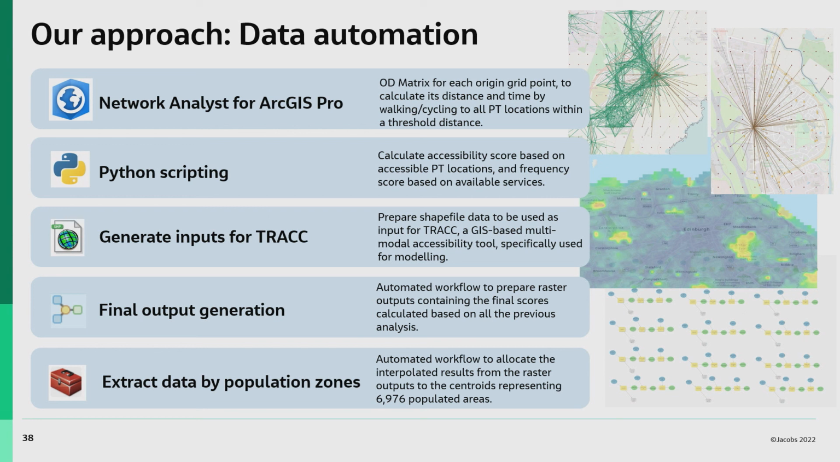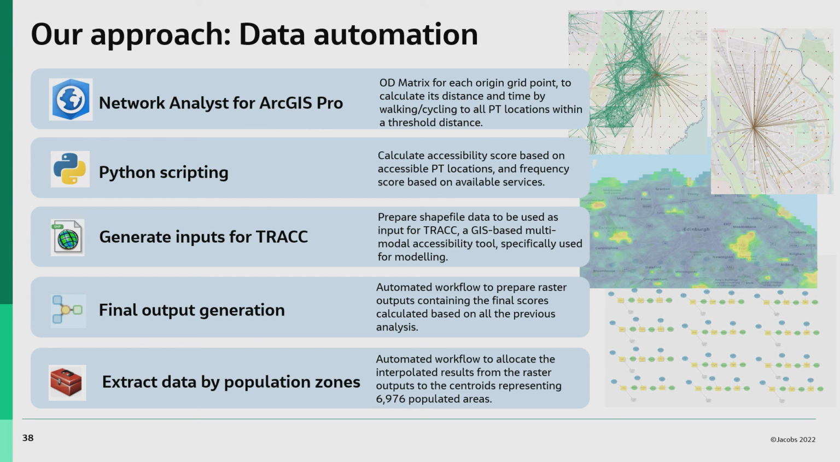Then, using the network analysis outputs, a Python script was used to calculate specific scores for each of the origin points based on the number of locations nearby, the distance to them, and the frequency of the services at these locations. At the same time, the same outputs from the network analysis were processed to serve as input for TRACK, which is the GIS-based transport modeling software that we use to calculate the journey times from each of the public transport locations to all the destinations.